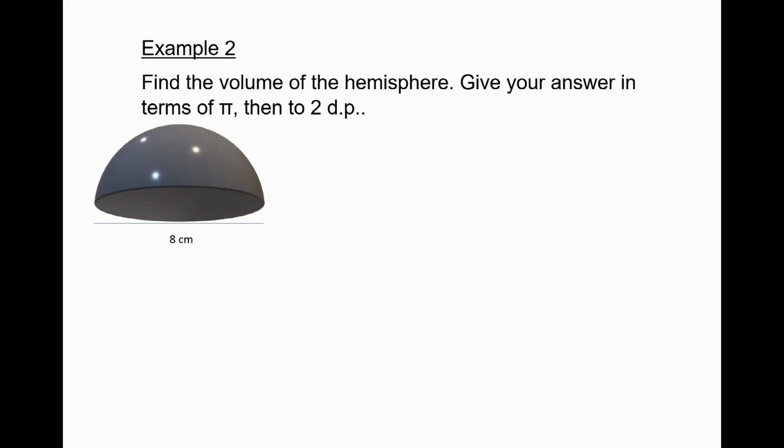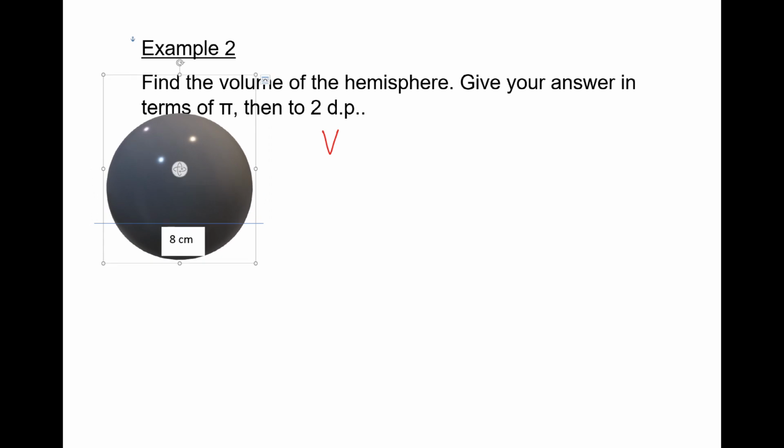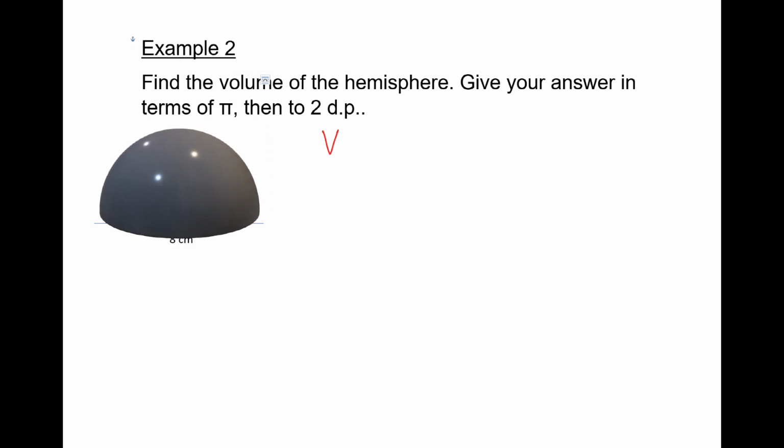In this example, we're expected to work out the volume of a hemisphere. Now, to work out the volume of a hemisphere, you just work out the volume of the full sphere. So if you imagine you had a sphere with diameter 8 centimeters, and then you just divide your answer by 2, because a hemisphere is just half of a sphere.